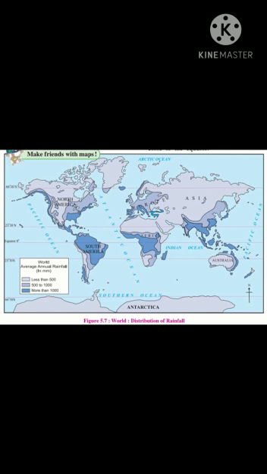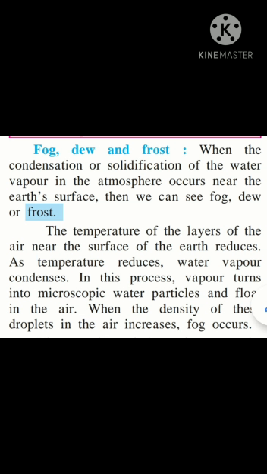Now another form of precipitation is fog, dew and frost. Due to low temperature near the surface, water vapor condenses into microscopic water particles and floats in the air. Such microscopic water particles near the surface with high density are called fog. And dew: when the moist air near the earth's surface comes in contact with a very cold object, condensation of water vapor takes place and turns into very small water droplets. This is known as dew.